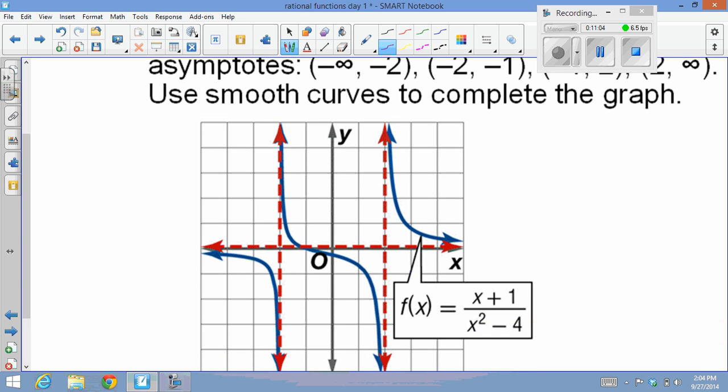I have my asymptote at y equals 0. I have my asymptotes at x equals 2 and x equals -2. I have my y-intercept at y equals y at 0, -1/4. I have my x-intercept at -1, 0.